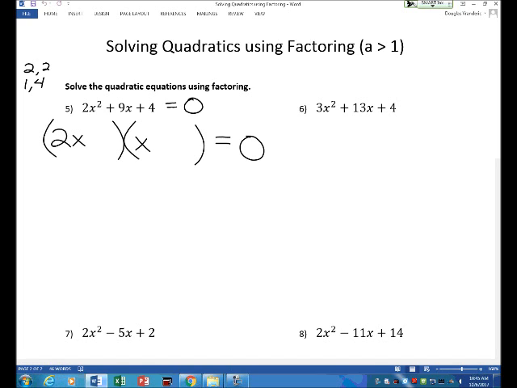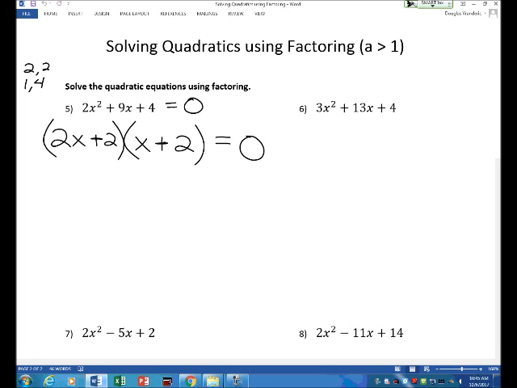All right. So at this point, you have to decide. Do you want to use 2 and 2 or 1 and 4? Okay, here, 2 and 2. If you use 2 and 2, since they are exactly the same number, I'm going to put a 2 with my first factor and another 2 with the other factor. Now, I have factored it, but let's see if it's right.